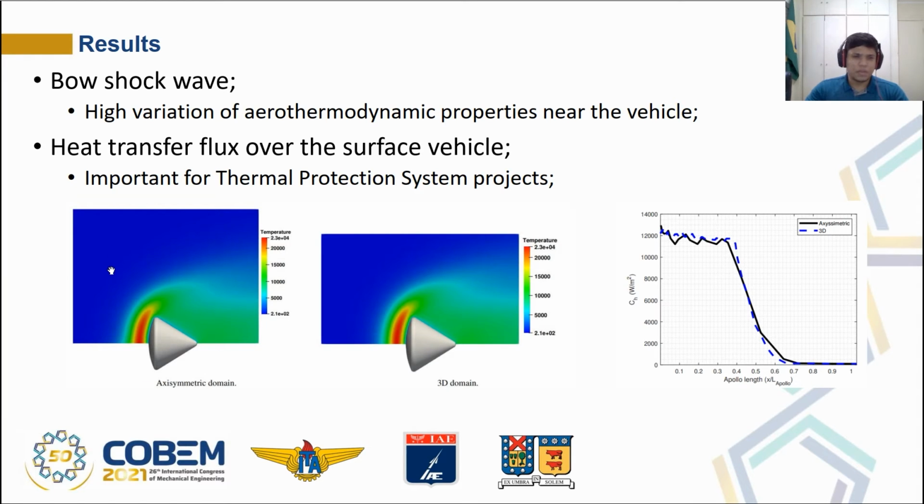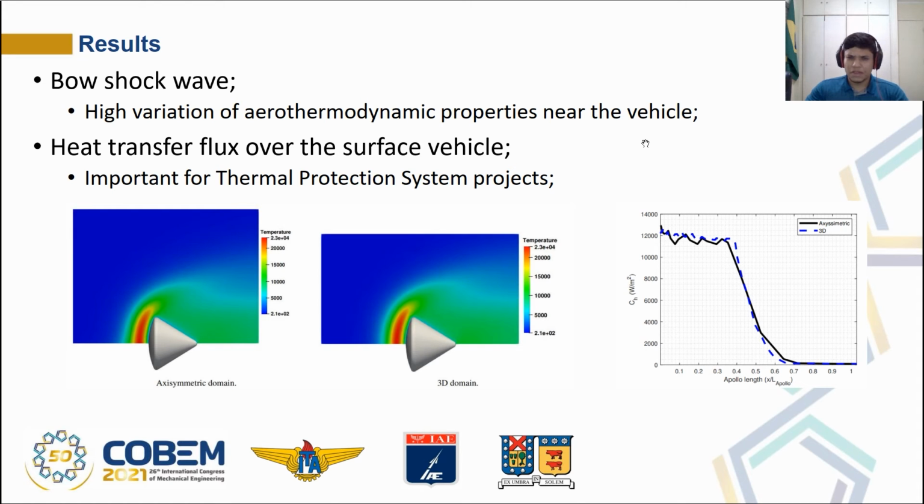And here we have two pictures for the axisymmetric and the 3D domain for the temperature field, and we can see a good agreement between the results and the presence of the bow shock wave ahead of the capsule due to the high variation of the aerothermodynamic properties near the vehicle. On the right side, we can see a graph of the heat transfer flux over the surface of the vehicle. And we can see a good agreement also between the results of the simulations.